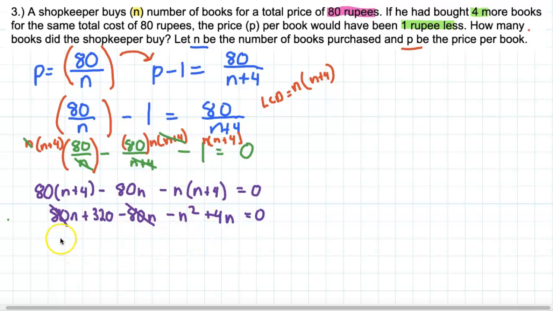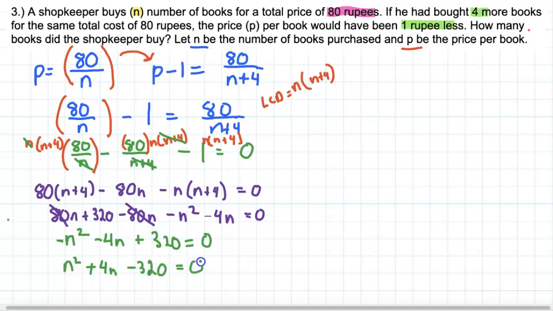So this is going to simplify to negative n squared. You know what? I did something here. That should be minus 4n. Sorry about that. So minus 4n, and then plus 320 equals 0. I'm going to make the leading coefficient positive, so I'm going to multiply everything by negative 1 and change the signs to the opposite. So n squared plus 4n minus 320 equals 0.